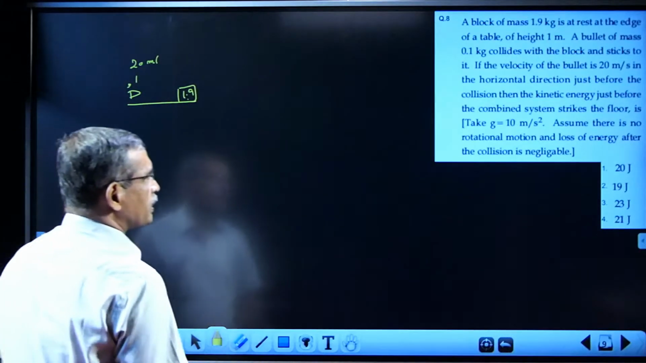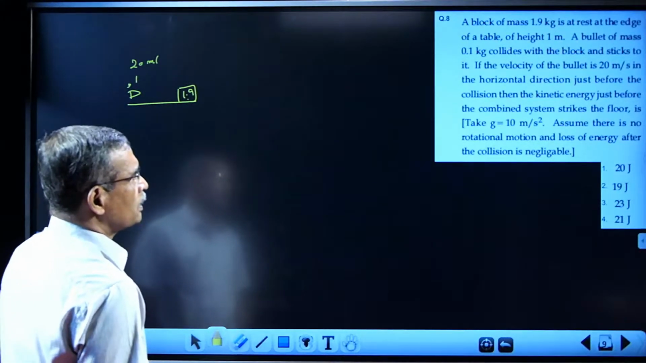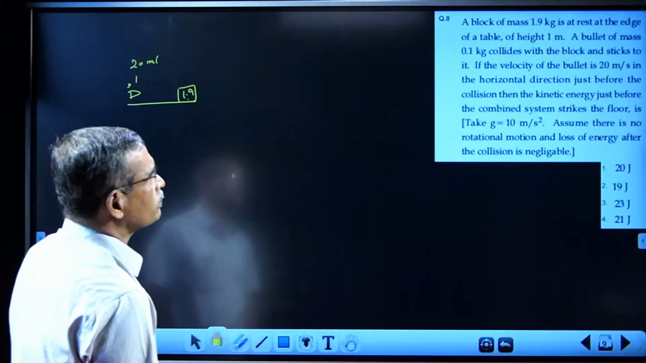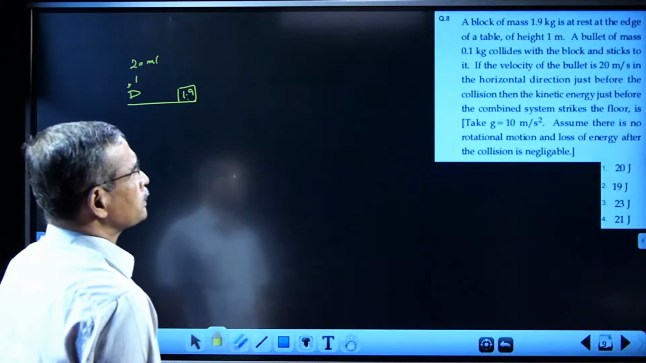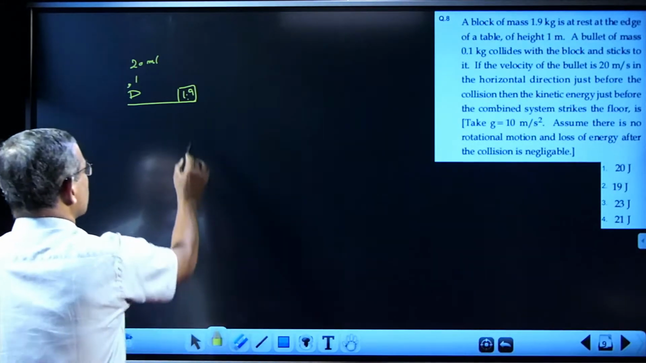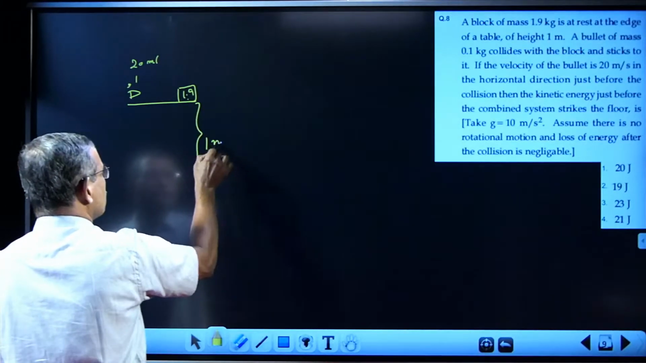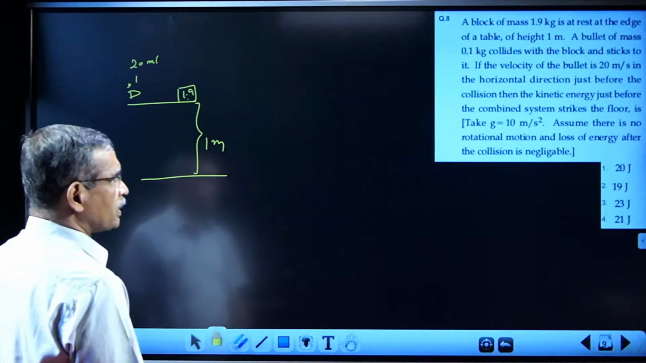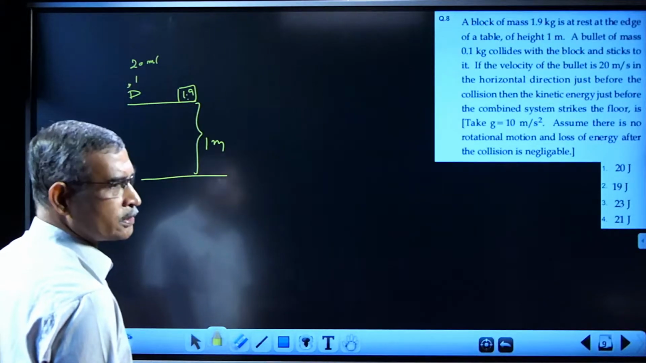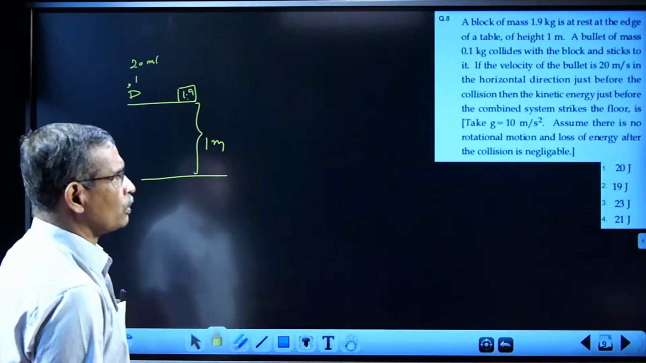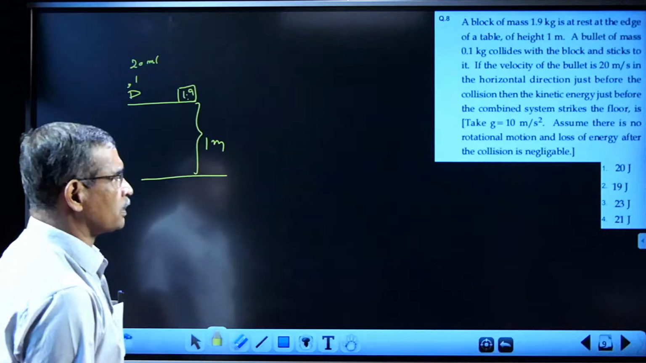Just on collision, the block rests on the edge of a table of height 1 meter. This is 1 meter. Now on hitting the ground, what is the energy? Assume there is no rotational or other loss of energy after the collision.